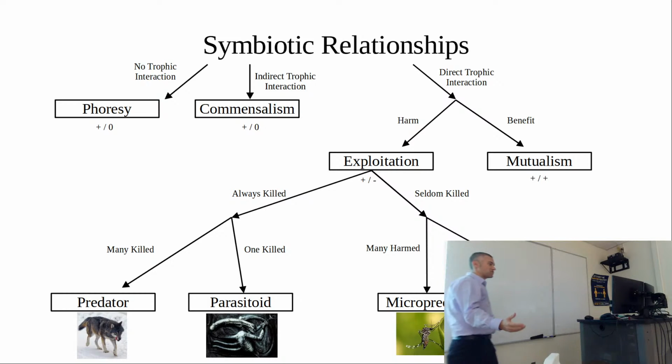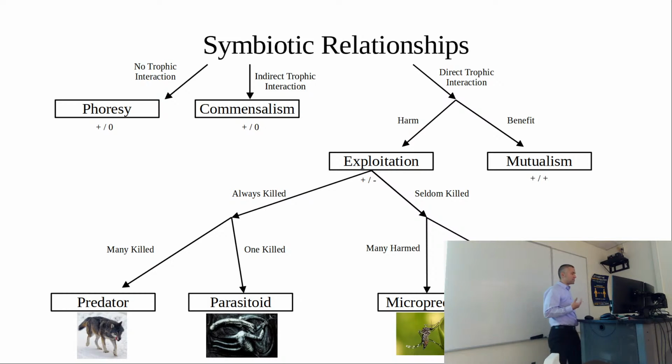All right, so first, what is phoresy? Well, this is a symbiotic relationship where we don't have any sort of trophic interaction going on. Phoresy is simply like hitching a ride. You have an organism that's going to latch on to another organism and use that larger organism as transportation. What's an example of that?